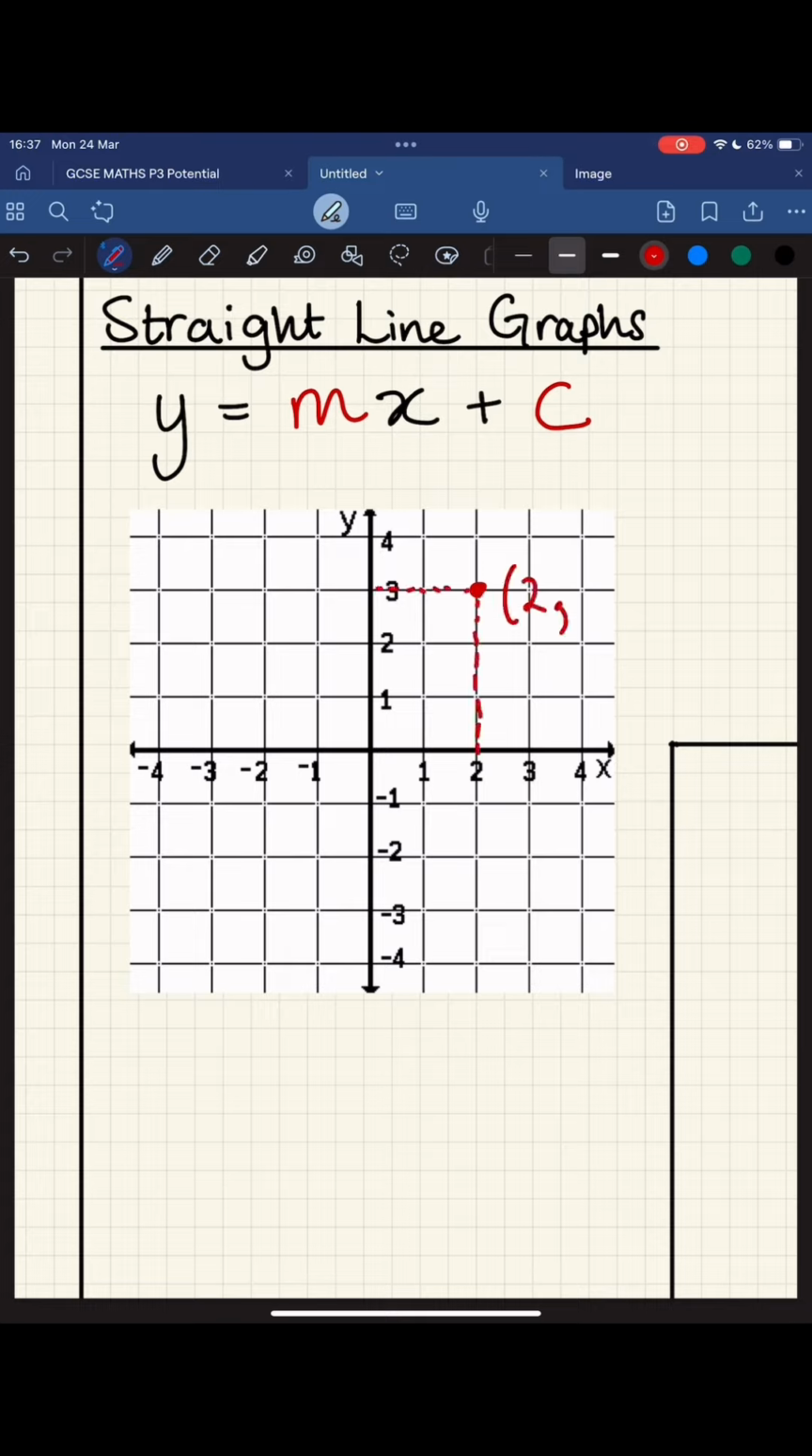To find the coordinates of a point, you go up or down until you hit the x-axis, and then left or right until you hit the y-axis. You always write your x-coordinate first and your y-coordinate second in the bracket.